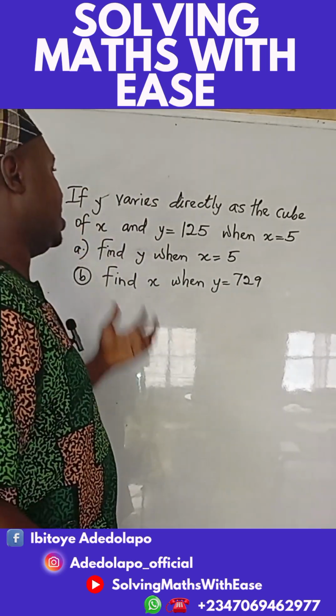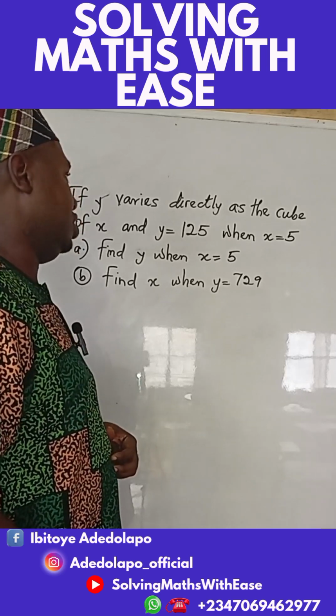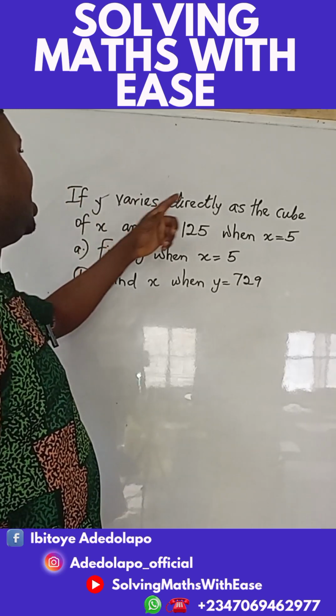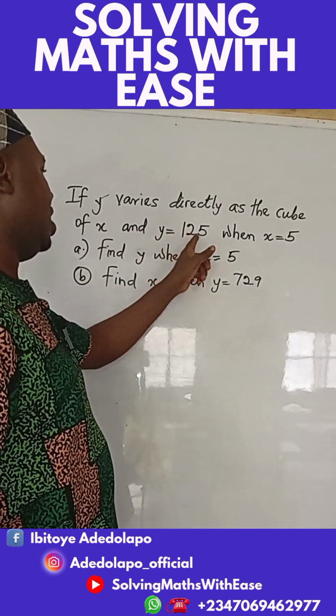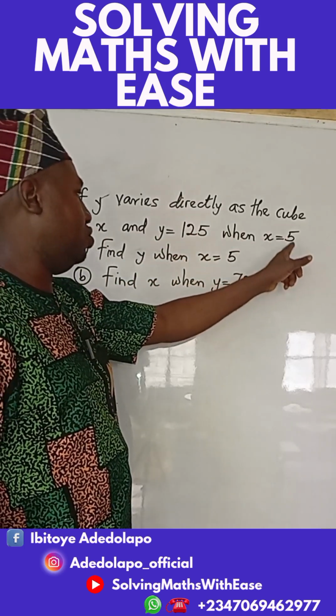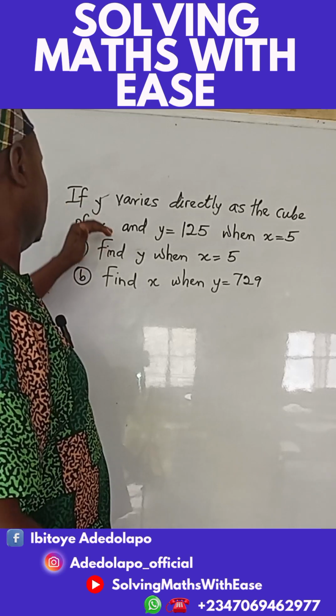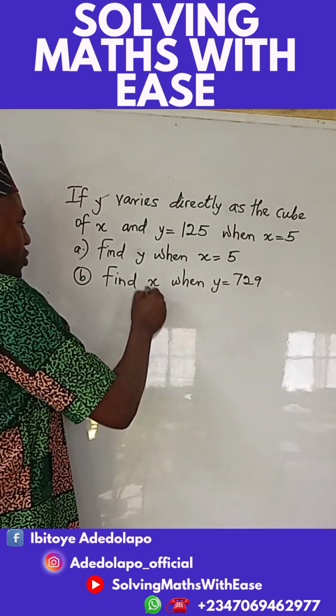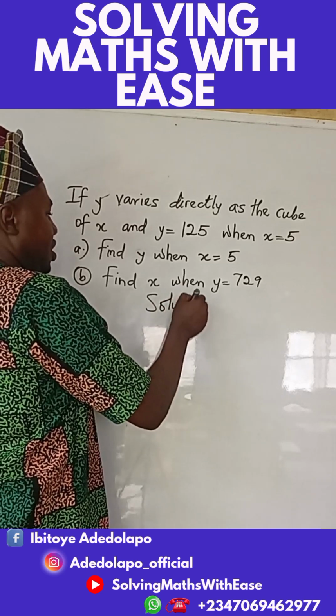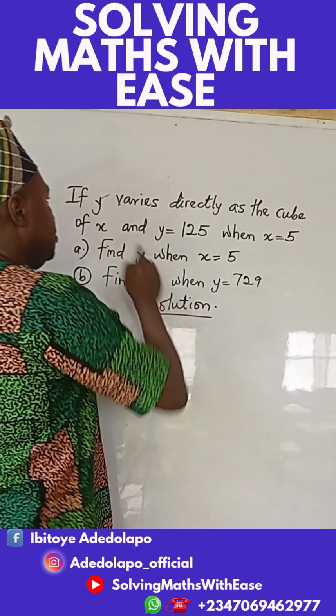We are asked to solve this variation related question. If y varies directly as the cube of x, and y equals 125 when x equals 5, we are asked to solve the following questions. Now, to solve this, let's interpret the first statement there.